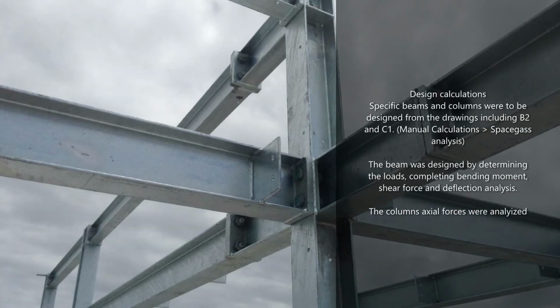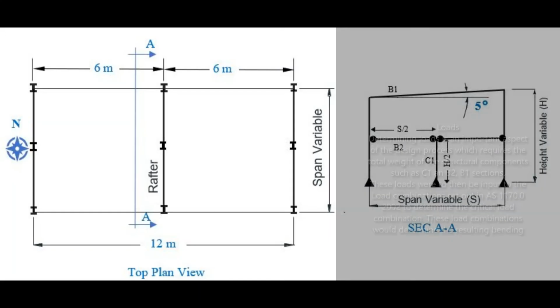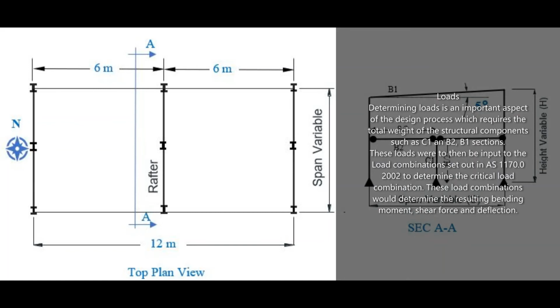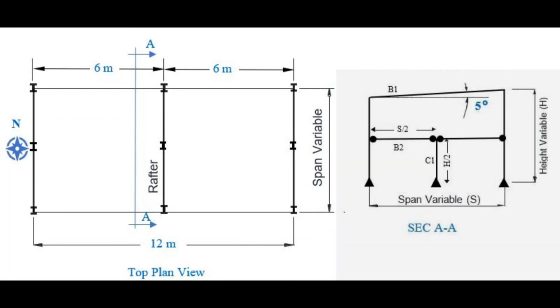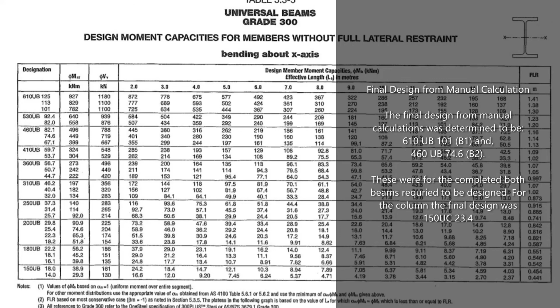Part 2. Determining loads is an important aspect of the design process which requires the total weight of the structural components such as C1, B2 and B1 sections. These loads were then to be input into the load combinations set out by AS 1170.0/2002 to determine the critical load combination. These load combinations would determine the resulting bending moment, shear force and deflection. Once the load combination for the structural members were complete, the bending moment, shear force and deflection were to be determined. The maximum values of these were necessary for the design of the beam sections and column sections.